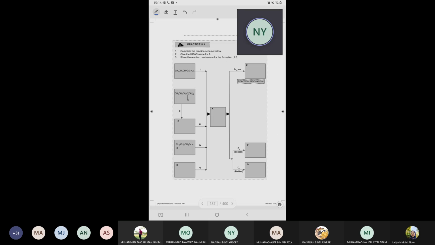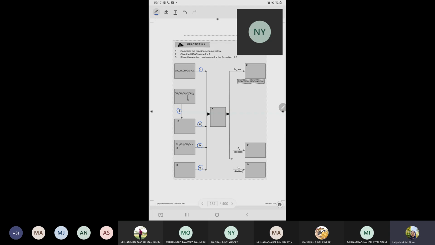Alright. Are you ready to do practice 5.3 with me now? Yes, madam. Okay, so sambil-sambil buat tu, awak refer lah dekat page 213 tadi, the mind map just now. So when we look at the diagram or the reaction scheme in page 187 here, we have empty boxes A, B, C, D, E, F, G. Ada banyak tu. And then the other for the reagent and condition.